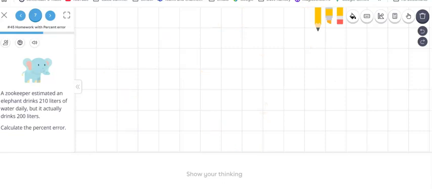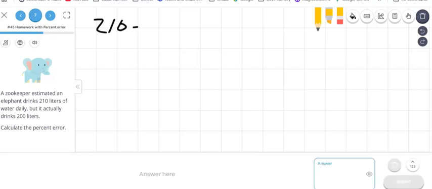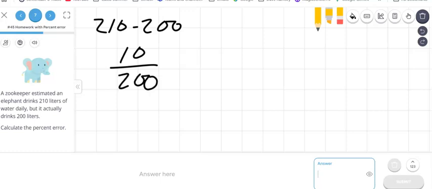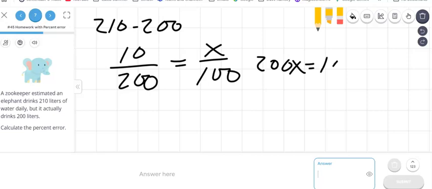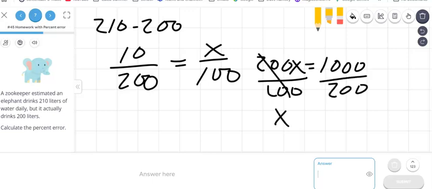A zookeeper estimated an elephant drinks 210 liters of water every day, but it actually drinks 200. So 210 minus 200, that's 10 over the actual 200 equals x over 100. Cross products, we get 200x equals 1,000. Divide by 200. X equals 5%.